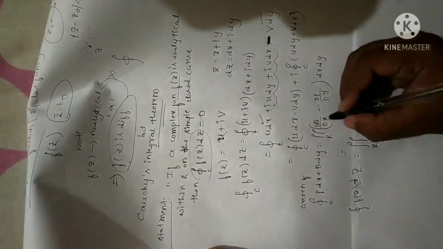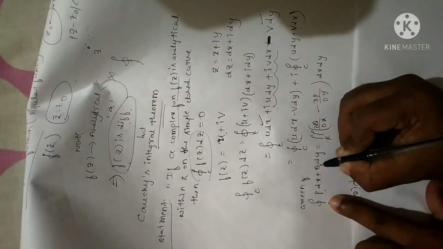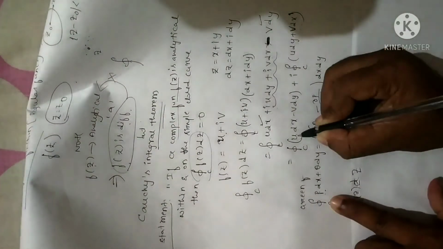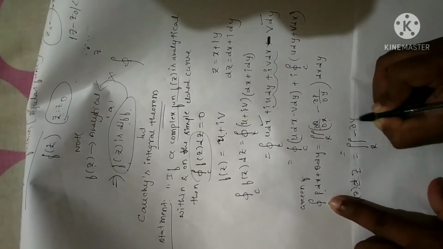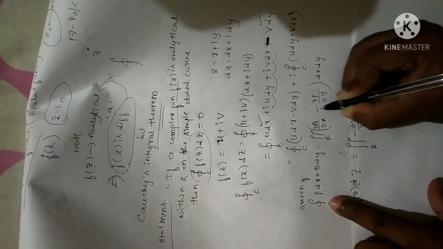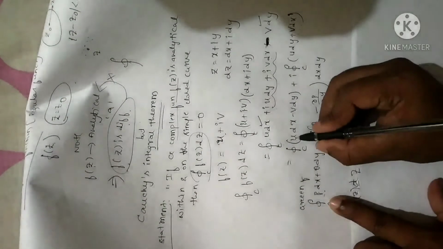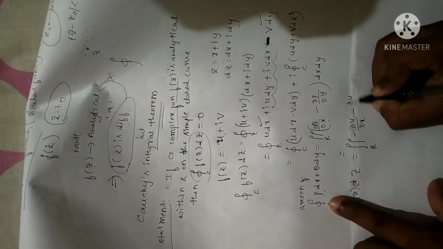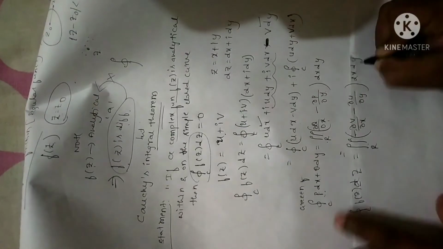First term P, second term Q. So the second term will become dou Q by dou x. The first term is u, the second term is minus v. So that becomes minus dou v by dou x, minus, which is in the formula itself, dou P by dou y. The first term is P; here the first term is u. So I can write dou u by dou y into dx dy. Hope it is clear.